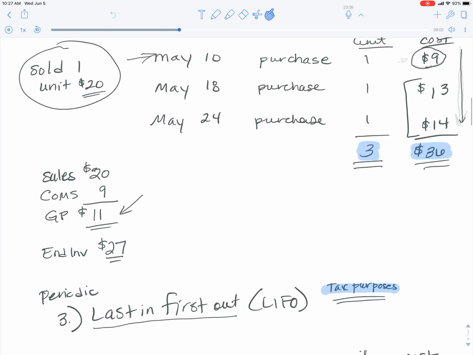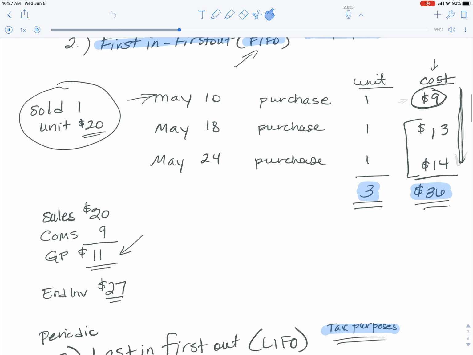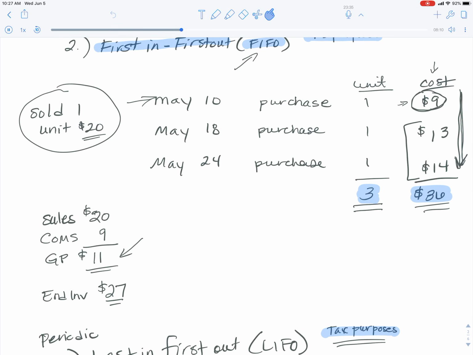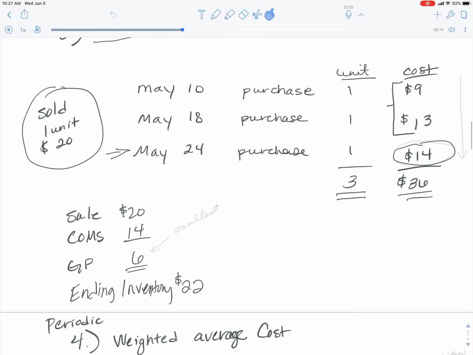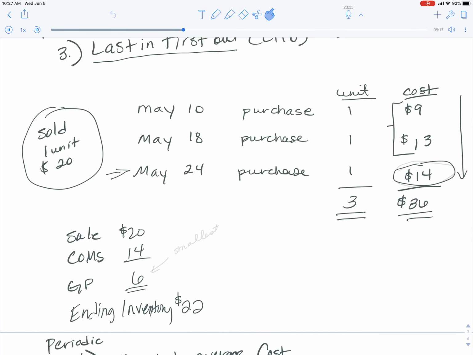You see, in a period of rising prices, the first one we buy should be the cheapest. So for tax purposes, using LIFO, also in a period of rising prices, the last one we buy should be the most expensive. So this actually makes our income the smallest, which is what we want when we're filing our taxes. We want our income to be low, so we will pay less taxes. So that's why we have 2 different assumptions here for financial and tax purposes.